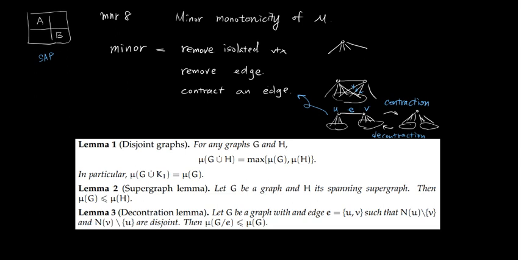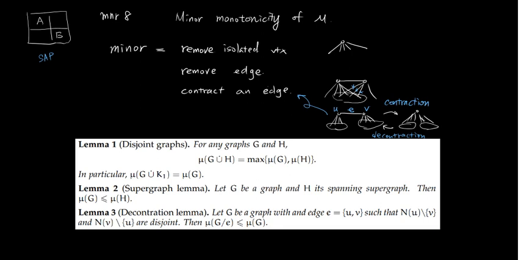To prove the minor monotonicity of mu, we need the following lemmas. Basically, you just take care of each case one by one, then you are able to show the parameter mu is minor monotone. These things are coming from the handout, and if we have time, we will give a proof. But let's go through the statements first.